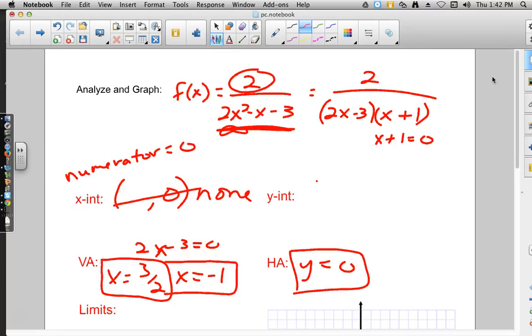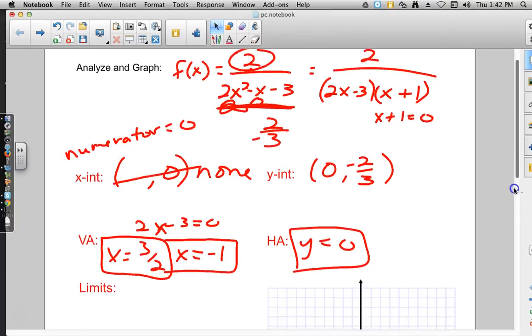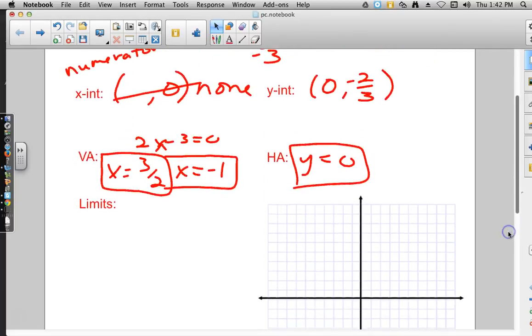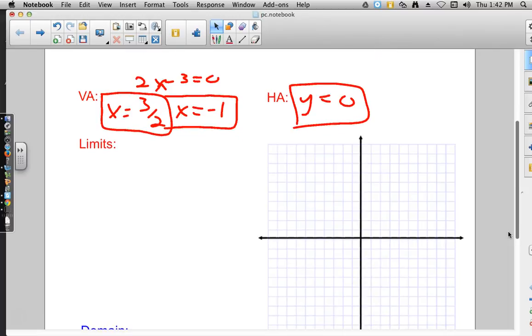And then our y-intercept is always 0, and then whatever number we get. So we can go back to the original and see that this will be a 2, and this will be 0 and 0 minus 3. So that's going to be a negative 2/3. And get those pieces. And at this point is when we would at least get those asymptotes on our graph so that we can start to see the way the graph is shaping up.